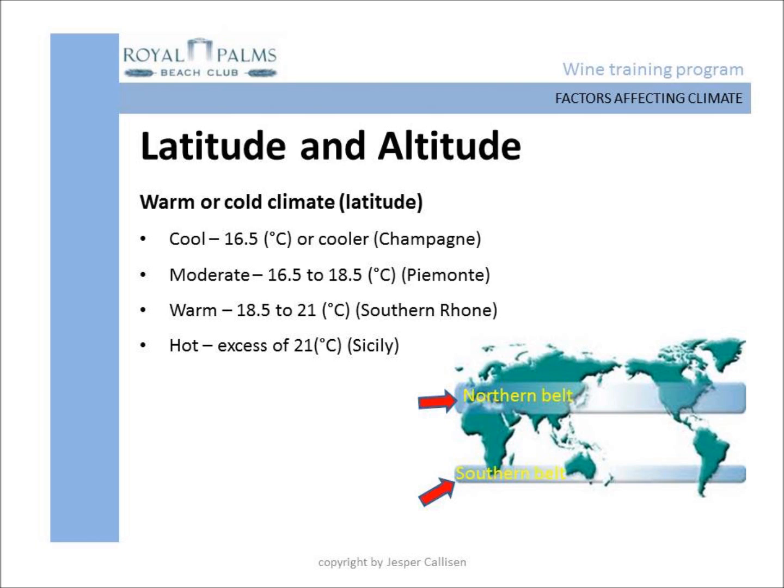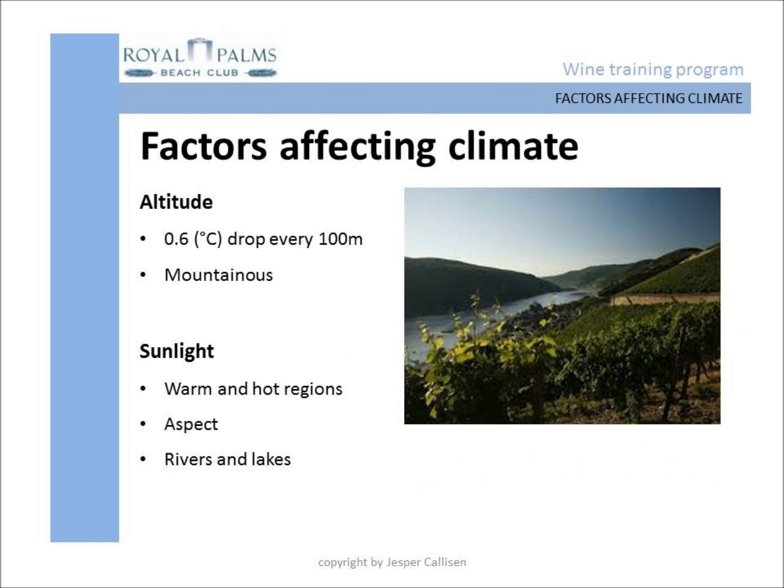Hot climates are in the north of Africa and the very south of Europe, such as Sicily in Italy or southern Spain. There are other factors that influence the climate. Mountains can make regions cooler, rivers and oceans can keep regions warm and bring a cooling effect to the area. Altitude and sunlight. For every 100 meters we rise from the sea level, the temperature drops by 0.6 degrees Celsius. That means the higher up in the mountains we go, the cooler the climate gets.